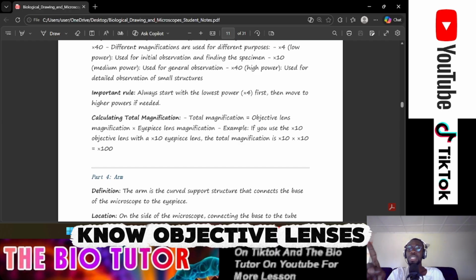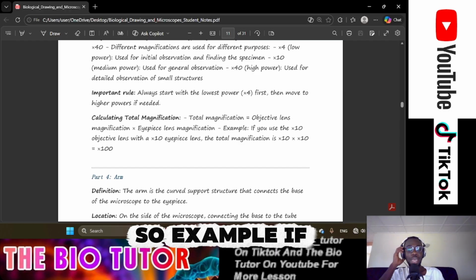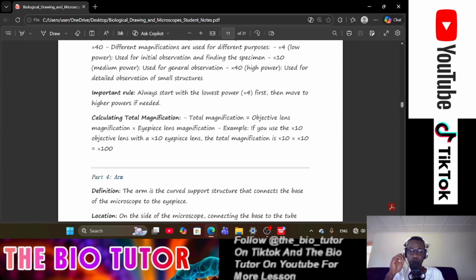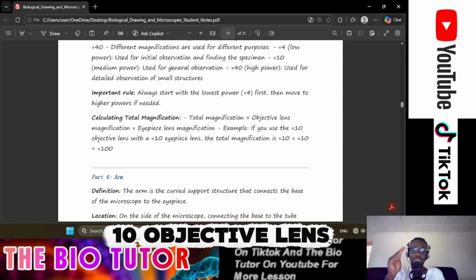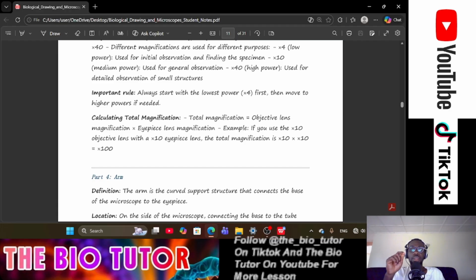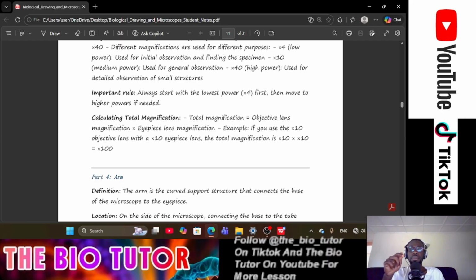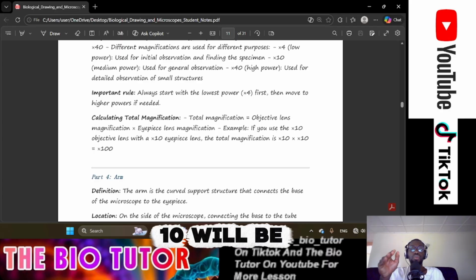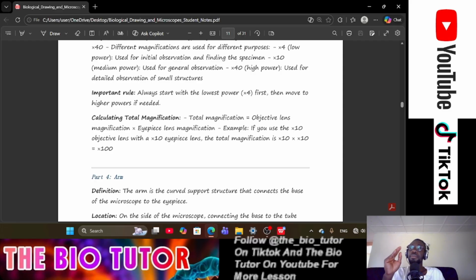Now we all know objective lenses, we all know eyepiece lens magnification. So for example, if you use the times 10 objective lens with an eyepiece lens of times 10, the total magnification is 10 times 10, which results in times 100.